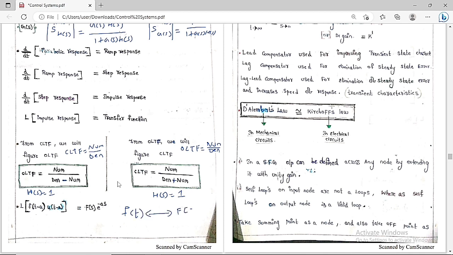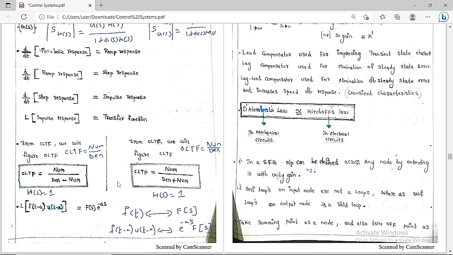So for f of t, if the Laplace transform is F of s, then f of t minus a into u of t minus a has the Laplace transform e to the power of minus as into F of s. This formula is very important, so you always have to keep it in your mind.